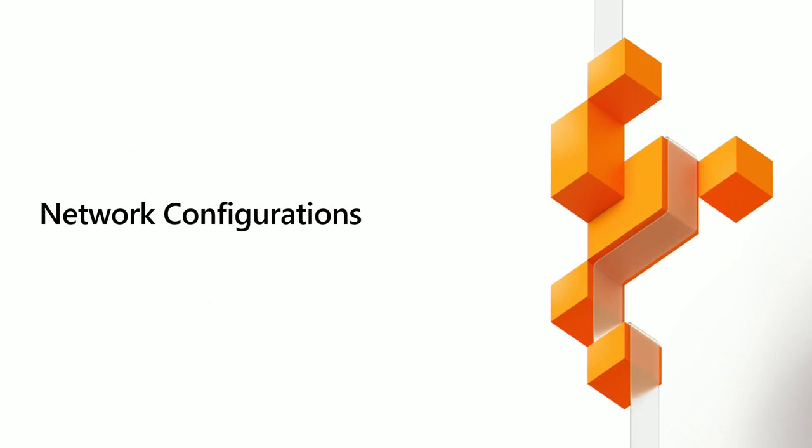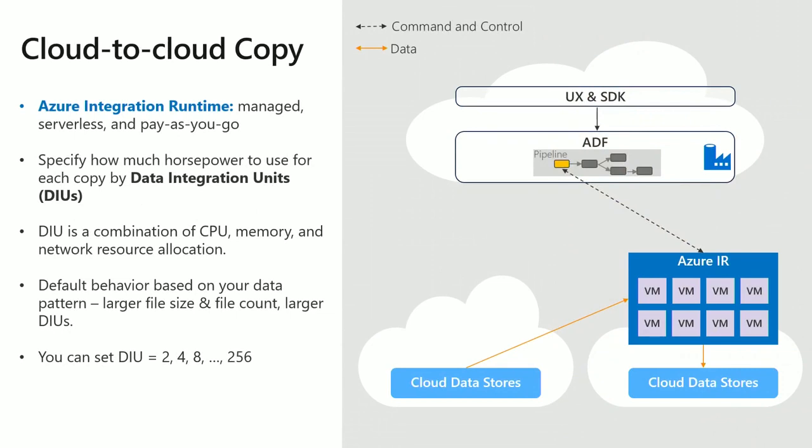Network configurations. It's a similar diagram, while there are actually two flavors of data copy. One is cloud-to-cloud copy. When we say cloud-to-cloud, it means your data store is publicly accessible by the Azure ADF service. On the right-hand side is the similar diagram. This cloud-to-cloud copy is powered by an executor called Azure Integration Runtime.